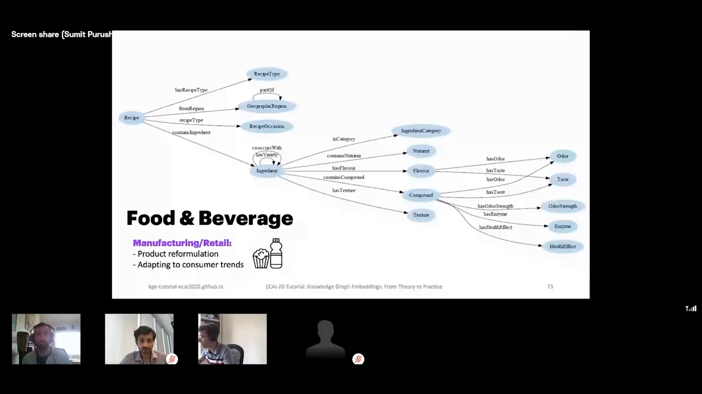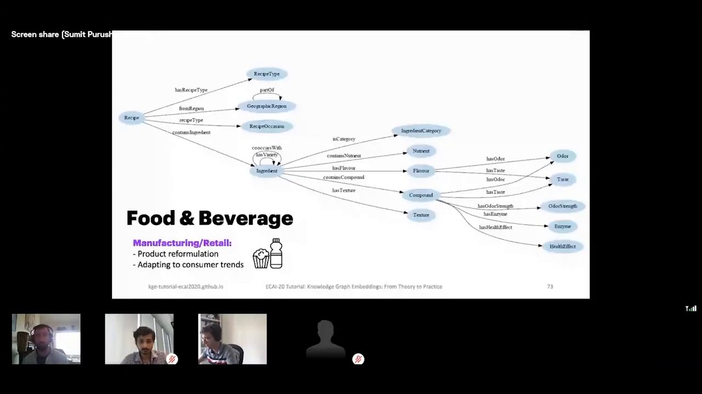So hello, everyone. In this next applicative example, I'm going to discuss how you can apply graph embeddings in the manufacturing and retail space. There are probably a lot of reasons that you might want to apply them here, but the main ones that we're going to consider are for instances of product reformulation and adaptation to consumer trends.